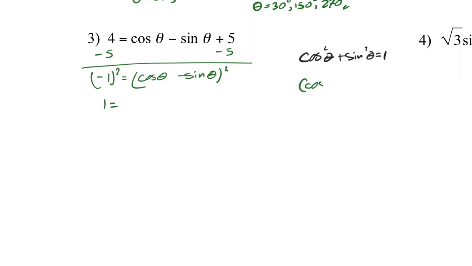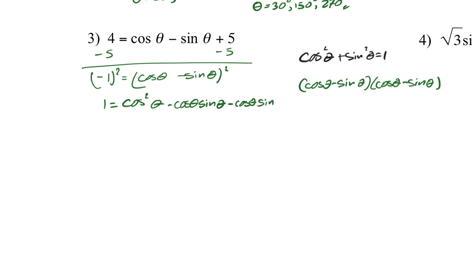So I got cosine of theta minus sine of theta times cosine of theta minus sine of theta. So I got cosine square of theta, right? Then negative cosine times negative sine, so negative cosine of theta sine of theta. Again, minus, oops, not minus here. Let's fix that one. Just cosine of theta times sine of theta minus, again, cosine of theta sine of theta, and then plus sine square of theta. Again, cosine times cosine, cosine times sine, sine times cosine, sine times sine.